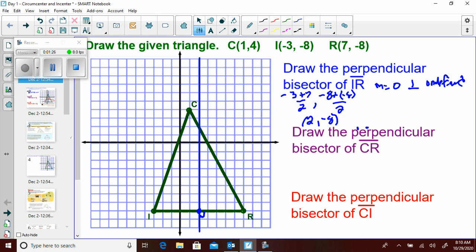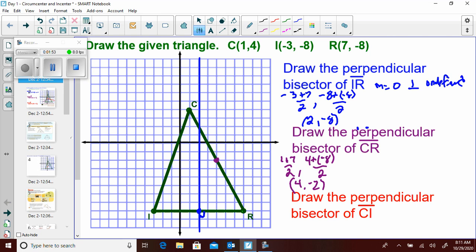Now let's look at CR. So we need to find the midpoint of CR, right? So that's 1 plus 7 over 2, and 4 plus -8 over 2. That gives me 8 over 2, which is 4, and -4 over 2, which is -2. So I have 1, 2, 3, 4, 1, 2.